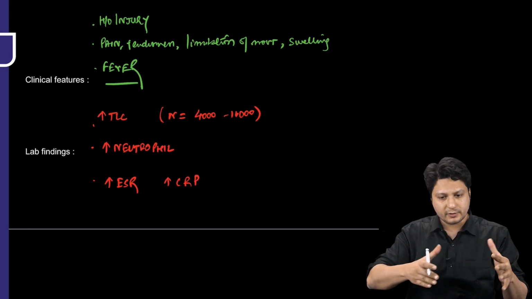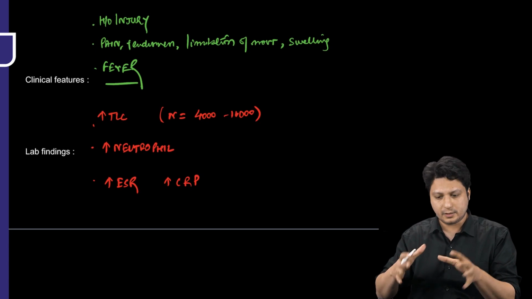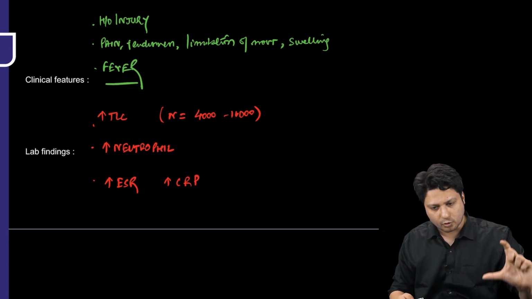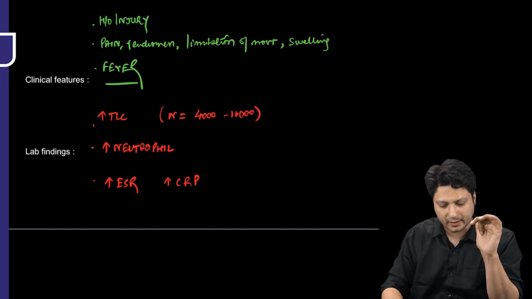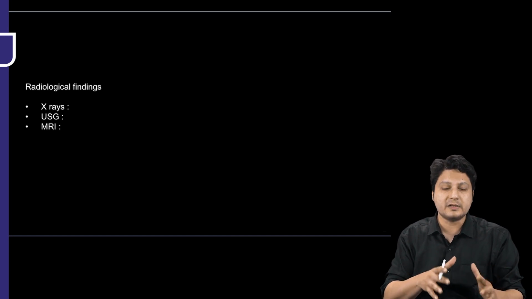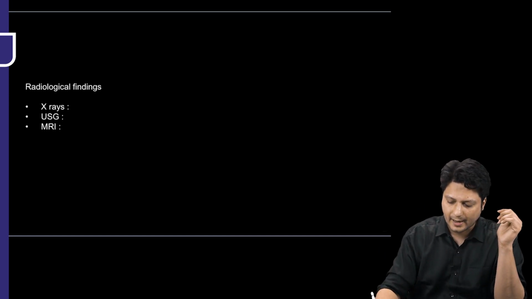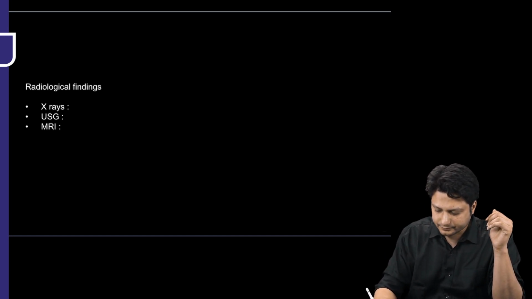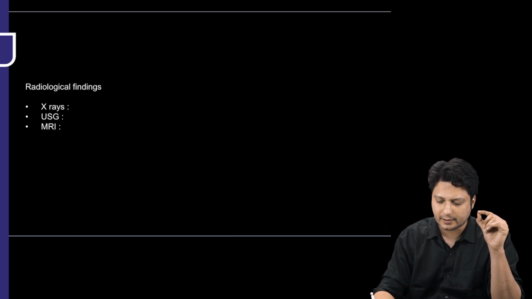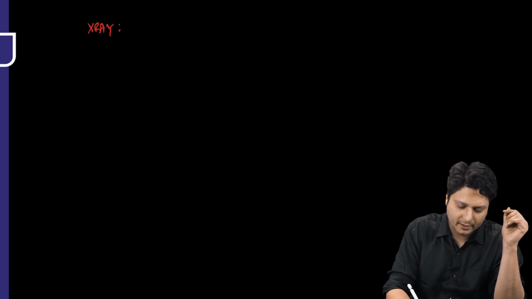When you see the patient in the emergency or in the OPD, you suspect him to be suffering from infection. You go with the clinical features, you go with the laboratory findings. What next? Then you will have to go for the radiological investigations. That means the X-rays. Now, as far as X-rays are concerned, there are two typical findings that you have to focus on, particularly in case of X-rays. The X-ray findings for acute osteomyelitis.